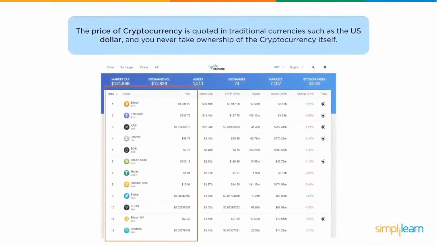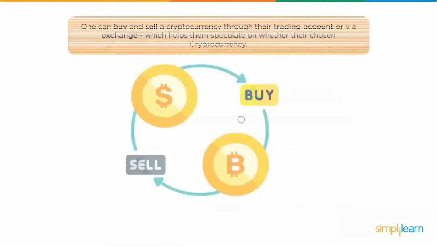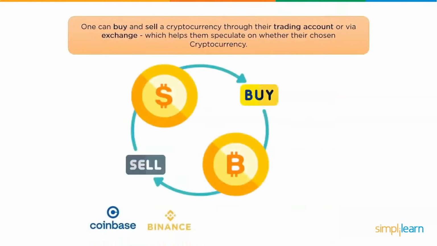The price of cryptocurrency is quoted in traditional currencies such as the US dollar, and you never take ownership of the cryptocurrency itself. One can buy and sell a cryptocurrency through their trading account or via exchange, which helps them speculate on whether the chosen cryptocurrency will rise or fall in value.